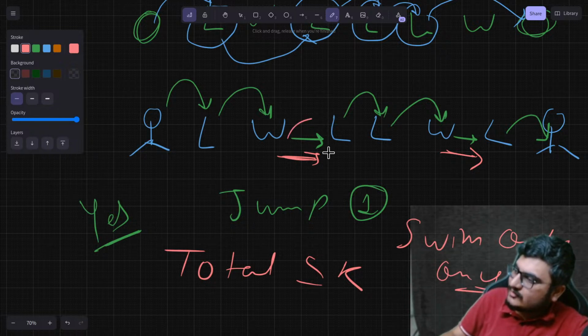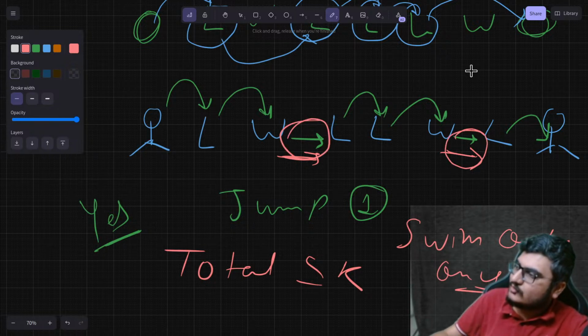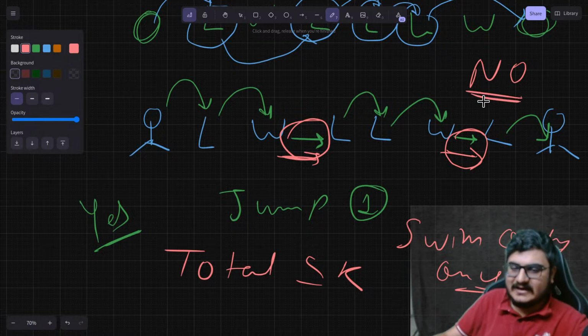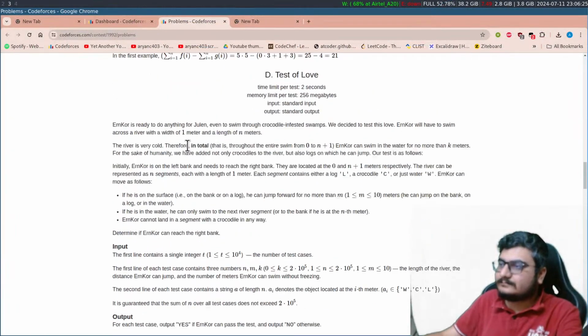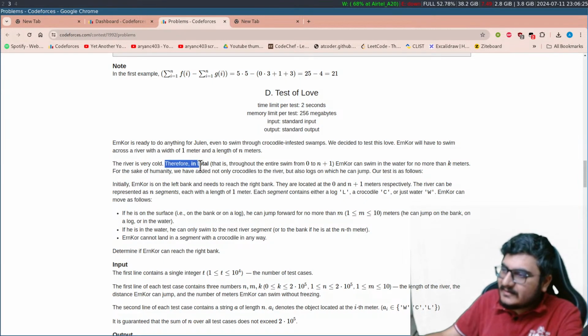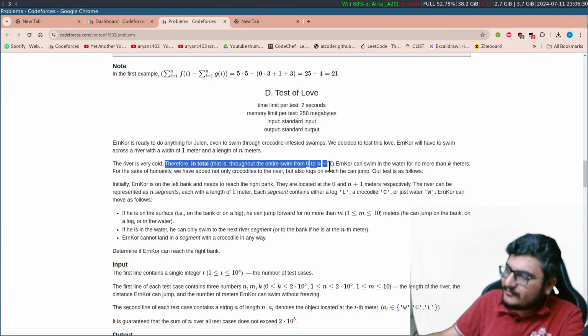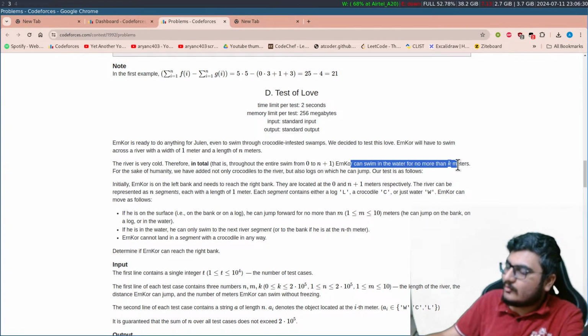And because here we are swimming twice, the answer is no here. And that was the critical thing. It says therefore, in total, that is throughout the entire swimming from 0 to n, E can swim in water no more than K times.